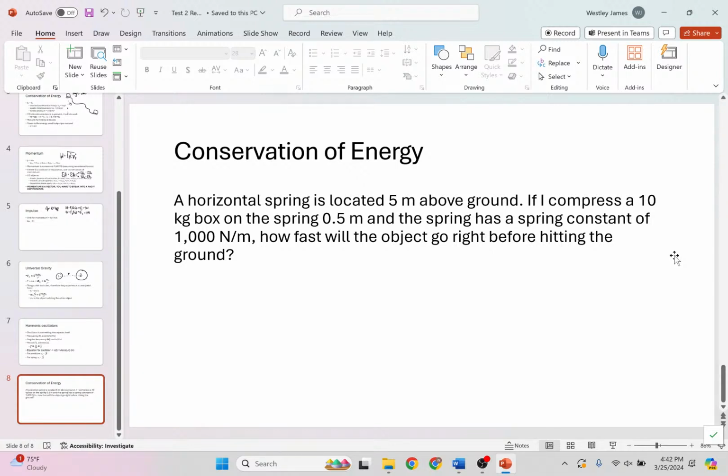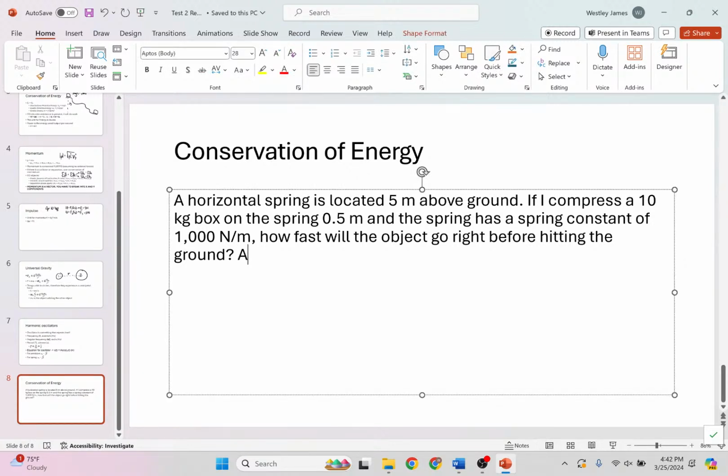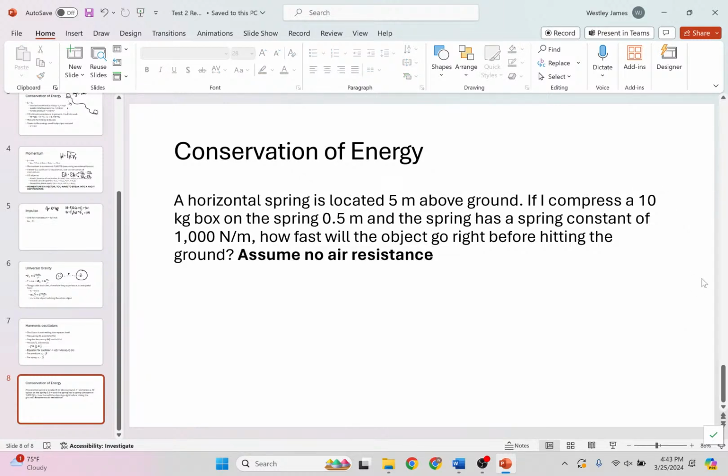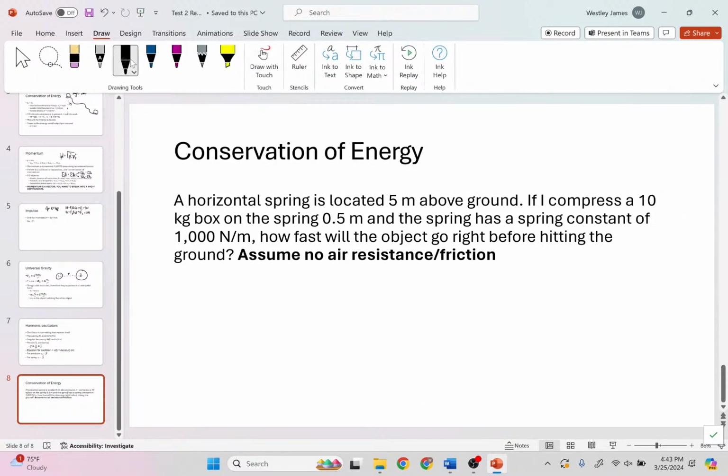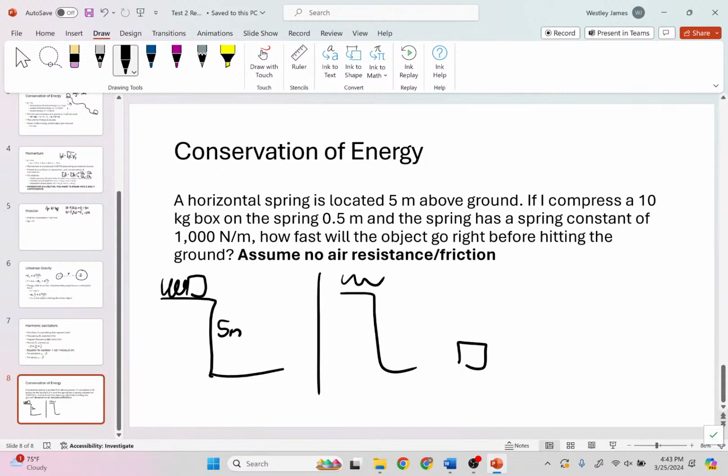So it's always handy to draw. And if I don't clarify otherwise, assume no air resistance. This is a good rule of thumb: if you don't see the word air, assume no air. That's just a good rule to have in the back of your mind. Slash friction. So we draw a pretty picture. We have our spring, it's horizontal, my box is compressed, I'm 5 meters up, and then at some point later, the spring still exists, my box is now about to hit the floor.